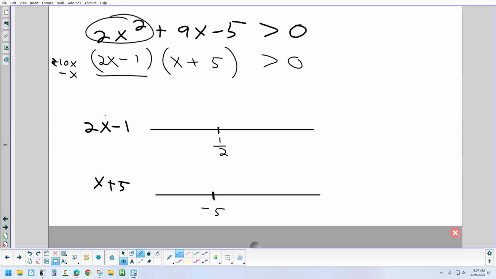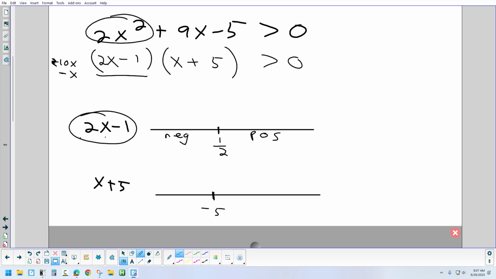Now, in this factor, if I pick a number bigger than 1/2, okay, so to the right, and I fill it in for x, what kind of answer will I get? If we plug in a number bigger than 1/2, yep, positive. We're going to get a positive. And if we plug in a number smaller than 1/2 for x right here, we'll get a negative. Yep. A negative.